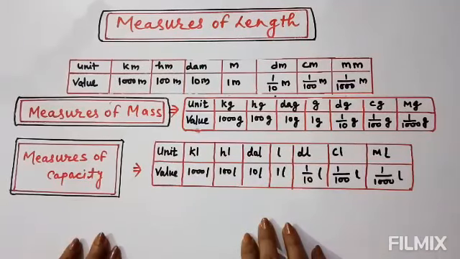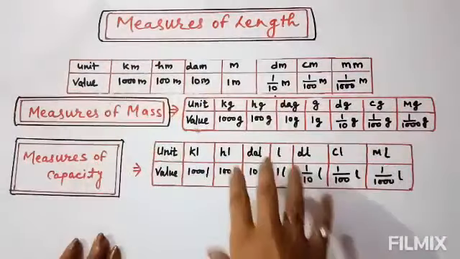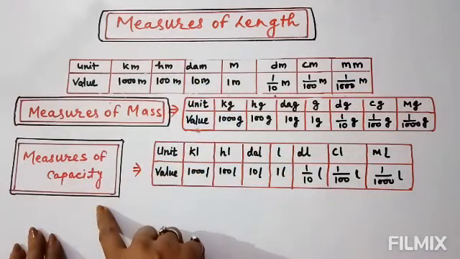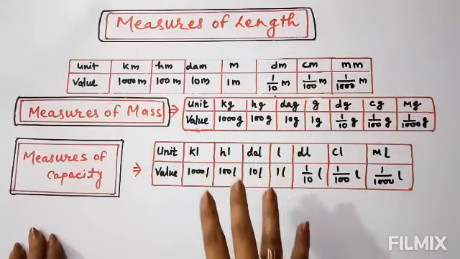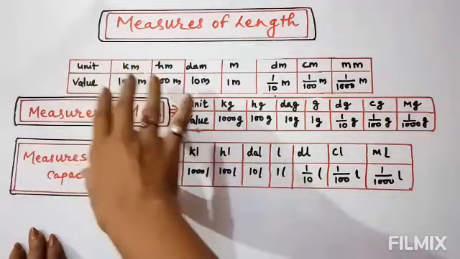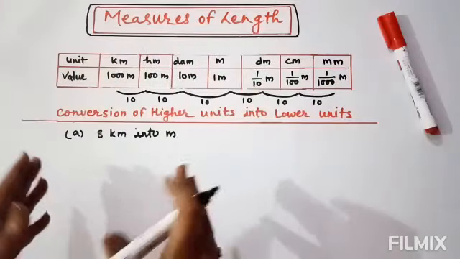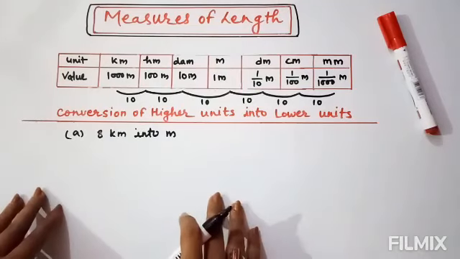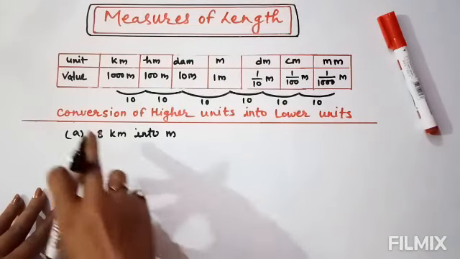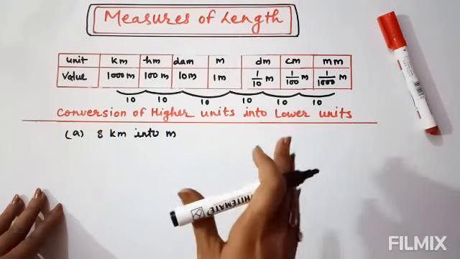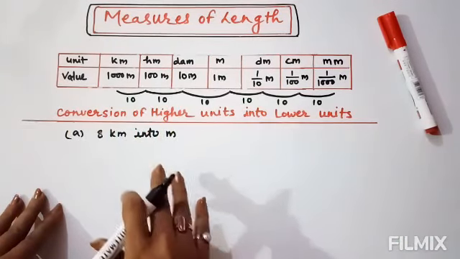Similarly, all these charts, measures of length, measures of mass and measures of capacity, follow the same concept that I have explained for the chart given above. Am I clear? Now we will solve a few questions so we will understand properly the conversions of higher units into lower units and the conversions of lower units into higher units.